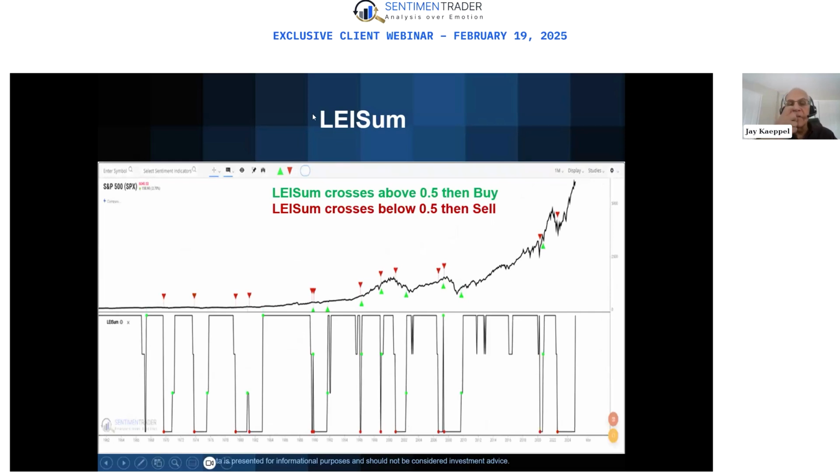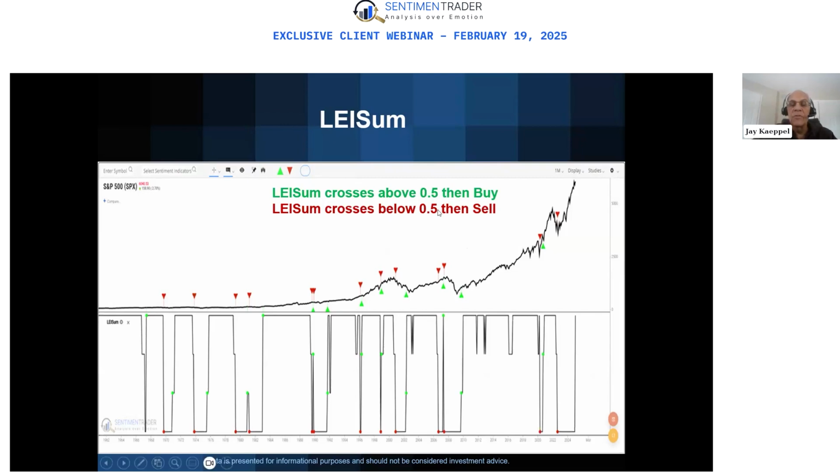Now let's take a look at this as a market indicator. So we'll look at the S&P 500 index. And we'll just say any move above 0 is positive. So I set the parameters. If it crosses above 0.5, i.e. it goes from 0 to 1, that's positive. That's a buy signal. You get a green arrow.